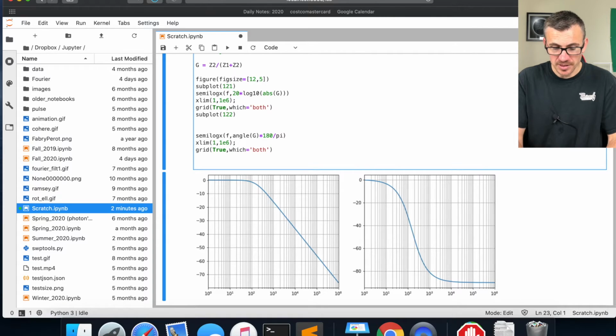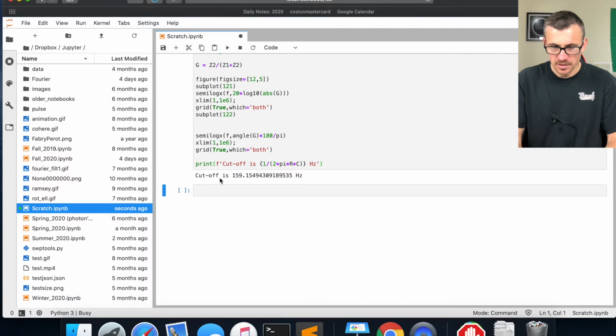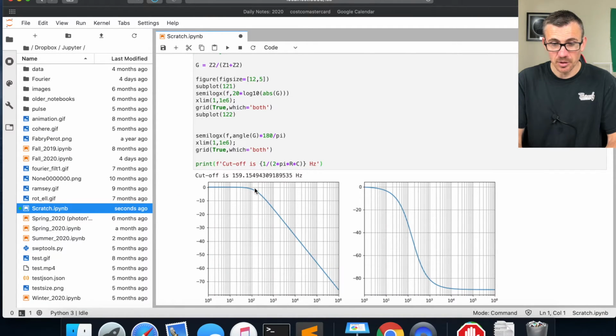Our cutoff frequency is going to be, print 1 over 2 times pi times R times C. That's what we said it was, right? So let's do that. So cutoff is that. And we'll make it an F string so we can just print it nicely. Hertz. All right. Cutoff is 159 hertz. That's about here.